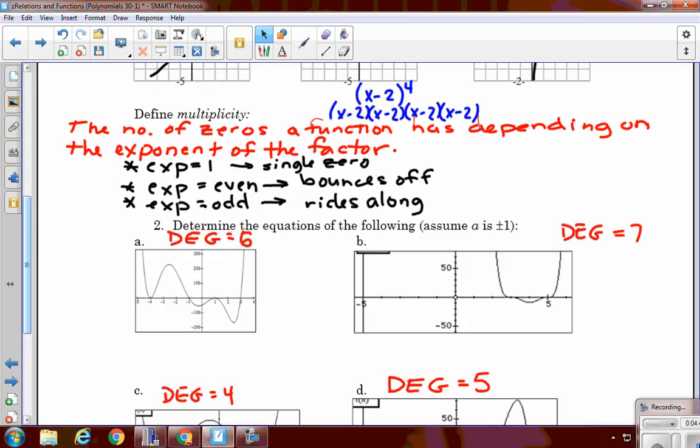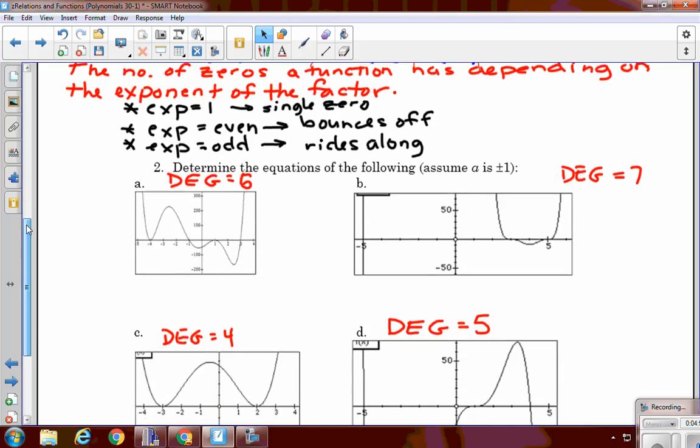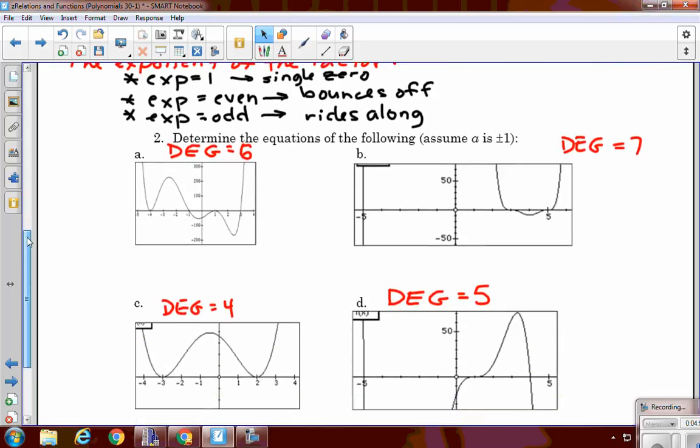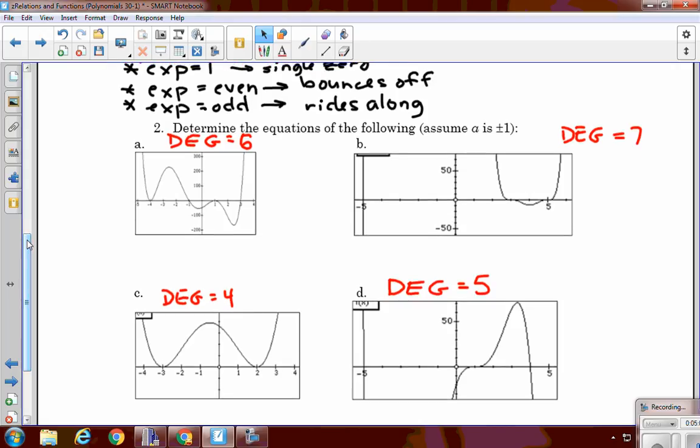So we have these graphs down here that are actually talking about different degree graphs, and we're going to have to really look at how our windows are affecting it and what we know about different types of functions. So the first one, it says we have a degree 6 function.